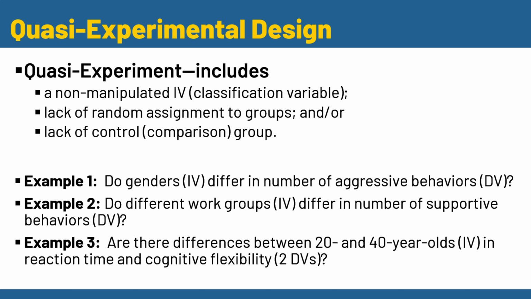Third example, are there differences between 20 and 40-year-olds in reaction time and cognitive flexibility? So this is an example of two dependent variables. Again, we can't randomly assign someone's age, right? I could tell you you're 50, but if you're 25, that's not going to mean anything, right? Your age is what it is. So we can't just randomly assign that. And there's not really a control or comparison group there either, right? Like compared to whom, right? We're just comparing them to each other. So some examples there.